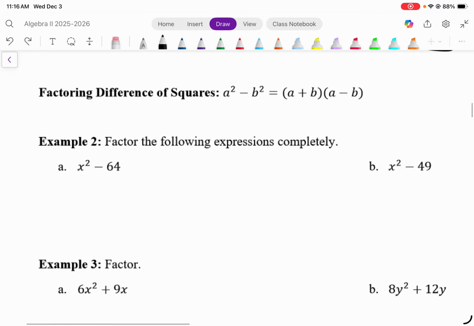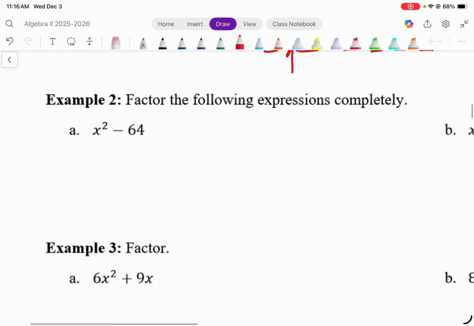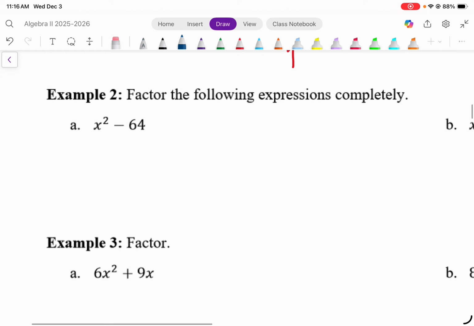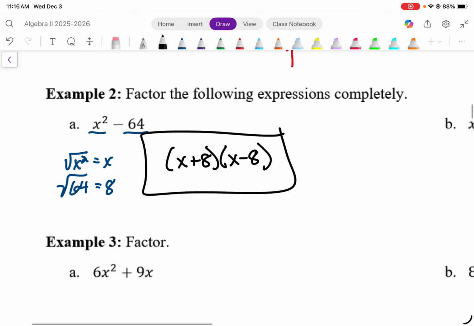Next, we have factoring a difference of squares. So remember, if you have two perfect squares and you are subtracting, you would have a plus b in one and a minus b, and you find those by taking the square root of both of these terms. So if we look at our first example here, we have x squared and 64. Both of those are perfect squares, where if I were to take the square root of those, I would get a nice number. So one of these is going to be x plus 8, and then the other one is x minus 8. And that is our answer.